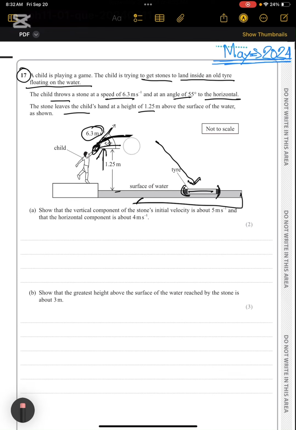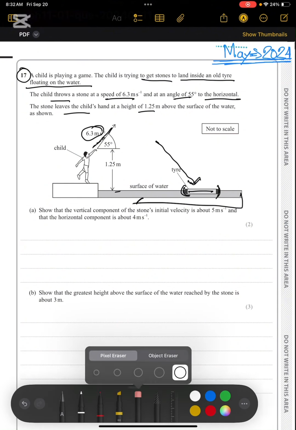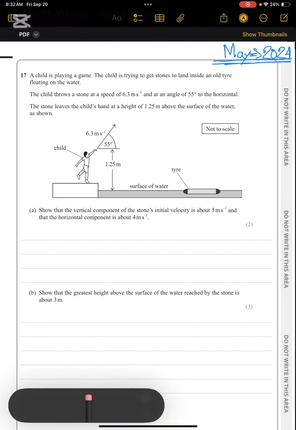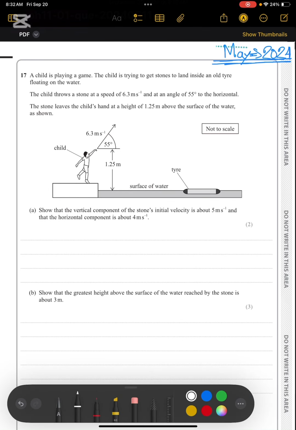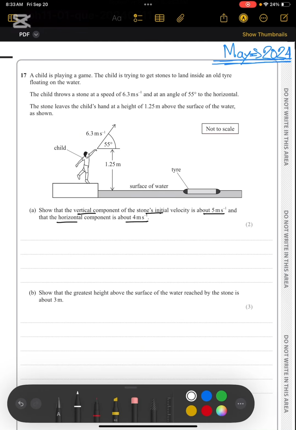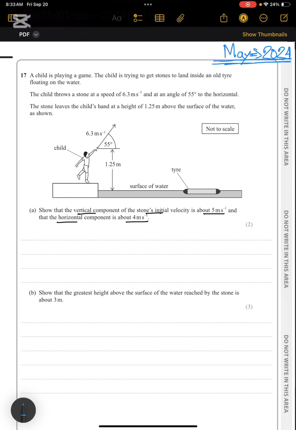So in the question they have asked us to show that the vertical component of the stone's initial velocity is about 5 meter per second and that the horizontal component is 4 meter per second. Okay, so basically they have asked us to find out the horizontal and vertical component of the stone which he is launching. So the thing is it was launched at 6.3 meter per second.